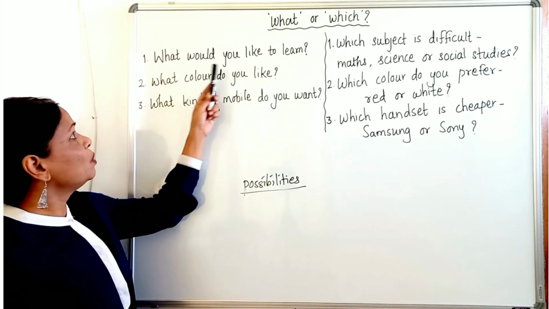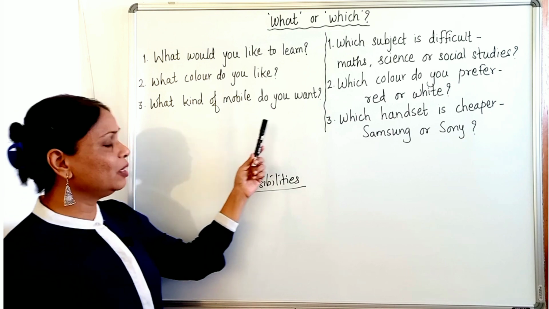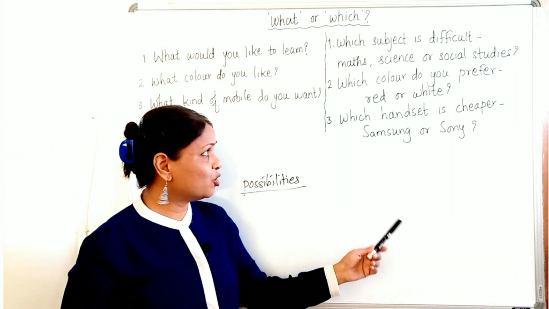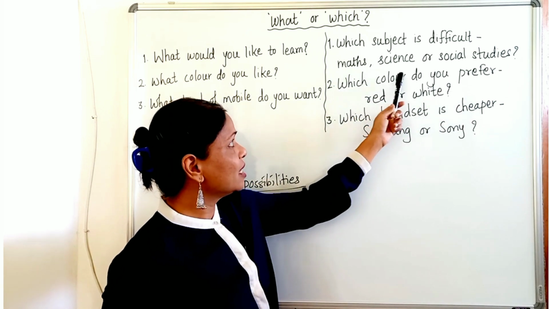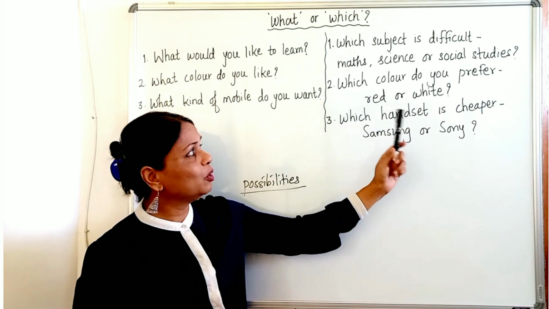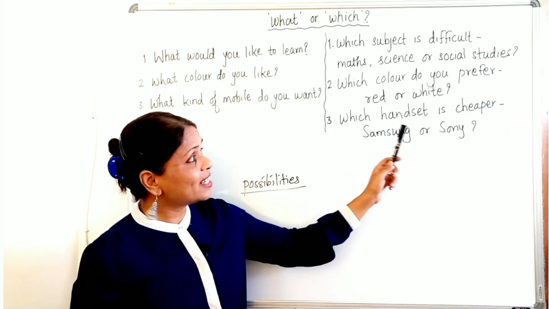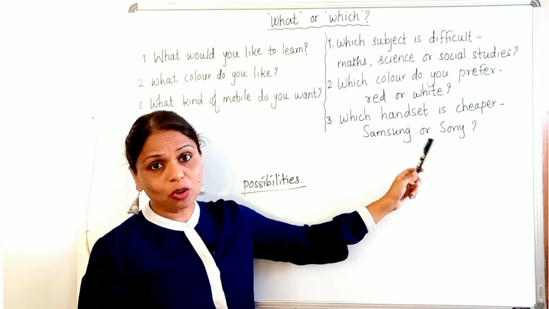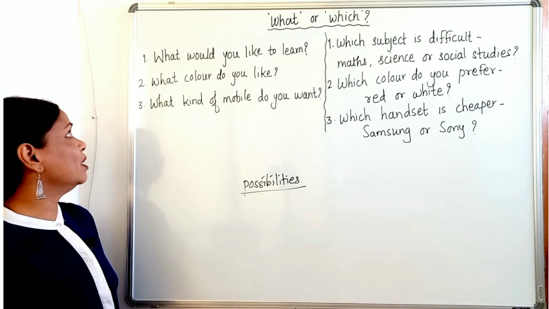First, what would you like to learn? What color do you like? And what kind of mobile do you want? The questions that begin with which. Which subject is difficult? Maths, science or social studies? Second, which color do you prefer? Red or white? Third, which handset is cheaper? Samsung or Sony? Now let's have a look at all these questions one by one.